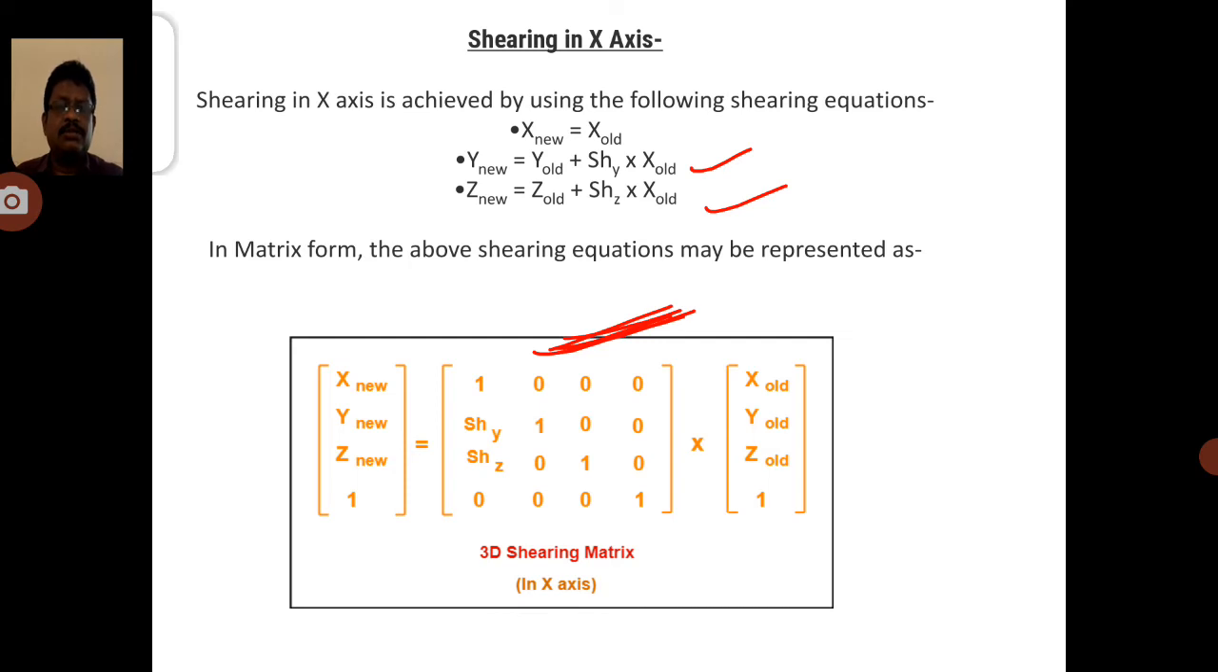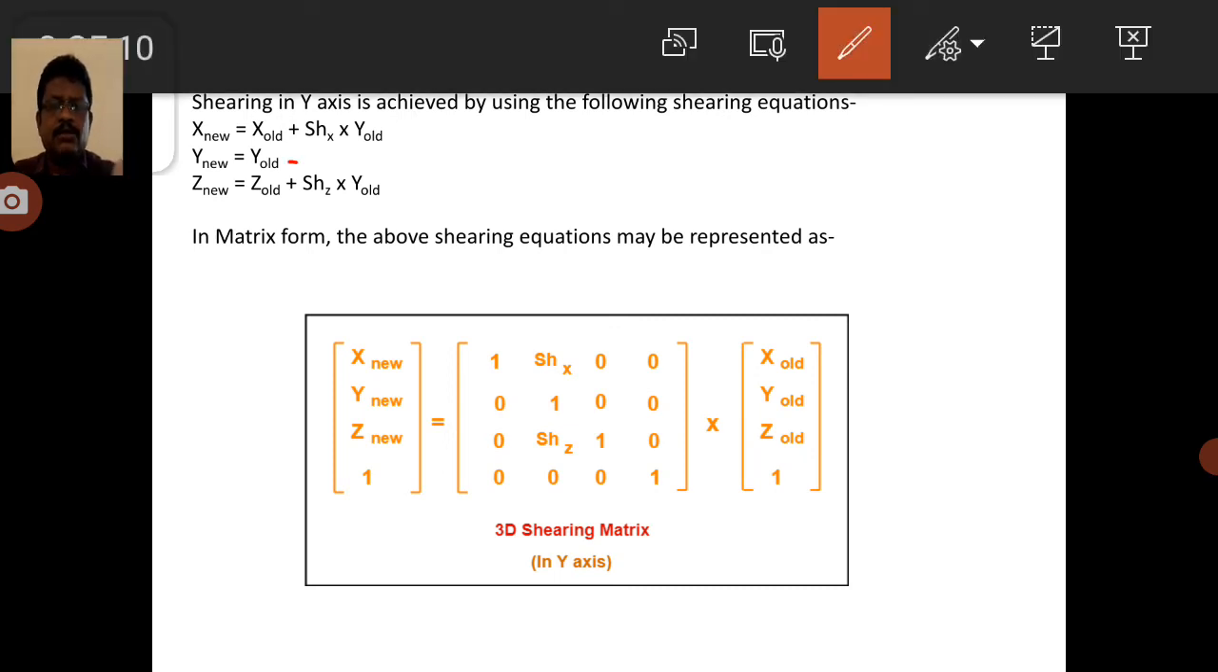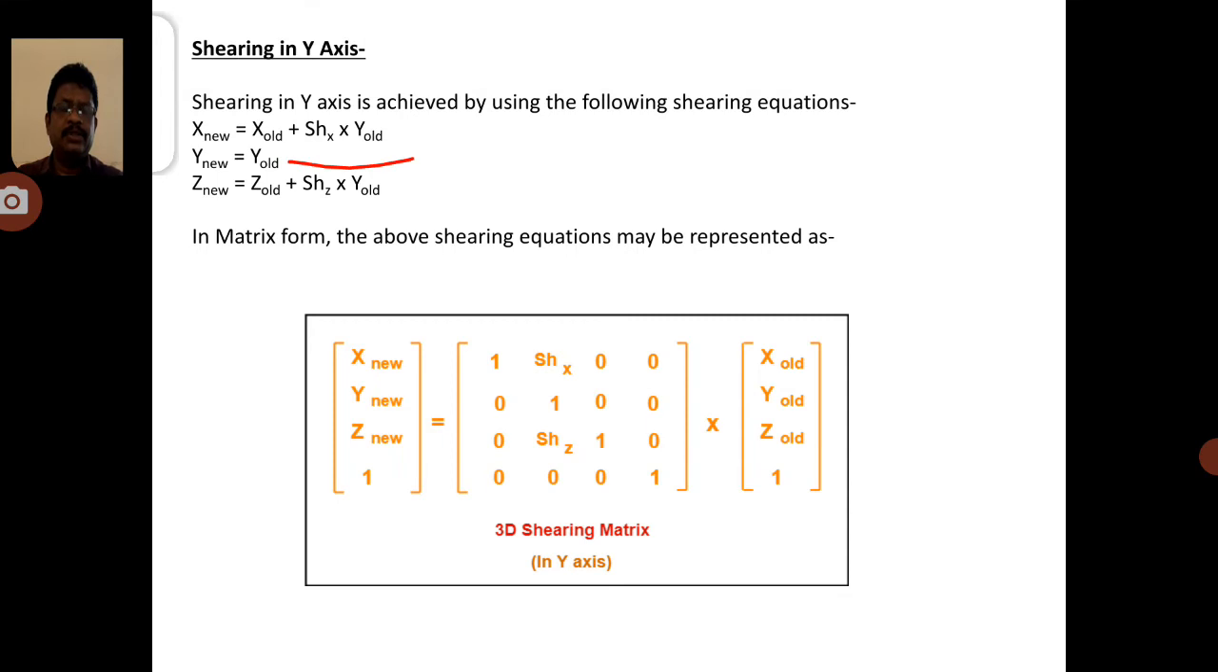Now we are going to take the shearing on the y-axis. Shearing on the y-axis means there is no impact on the y-axis. The remaining two coordinates may have different values derived. So for shearing on the y-axis, you can observe y new equals y old. There is no change when we are shearing on the y-axis, no impact on the y-axis. So simply we can consider y new equals y old.